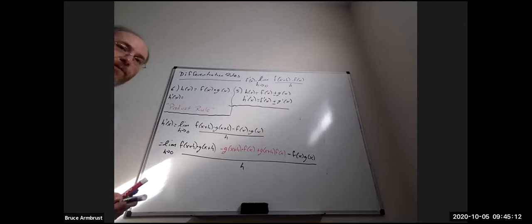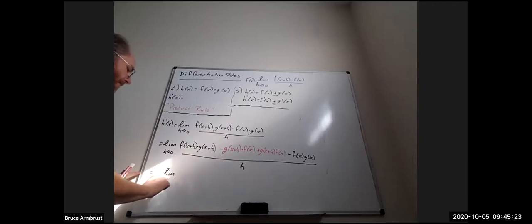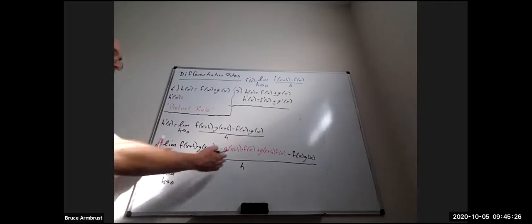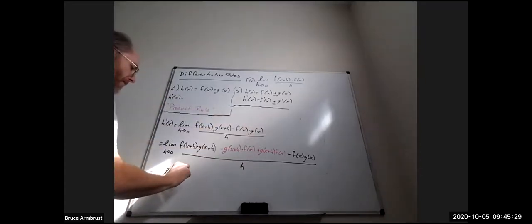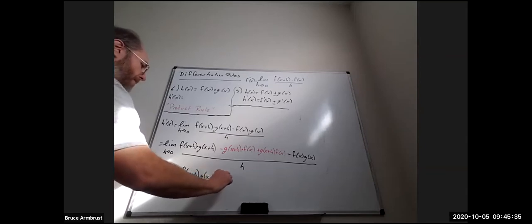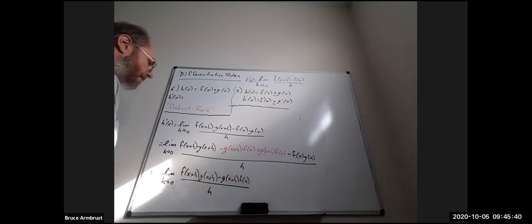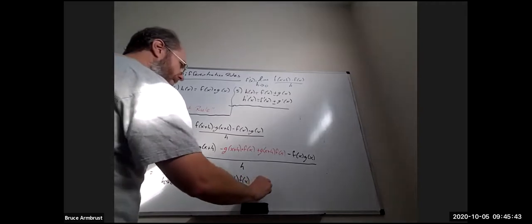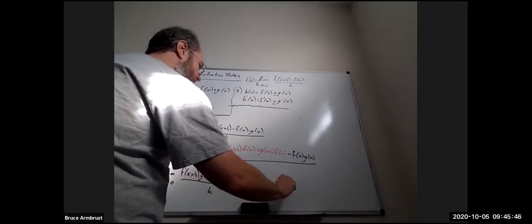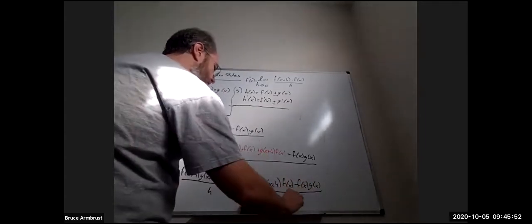All right, so that's our miracle. Miraculously, this worked. So here's what I'm going to do now. I'm going to split it into 2. So we're going to get the limit as h goes to 0 of, and I'm going to literally just take the first 2 and the second 2. So I've got f of x plus h times g of x plus h minus g of x plus h times f of x. And then I'm going to add to that g of x plus h f of x minus f of x g of x, divided by h.